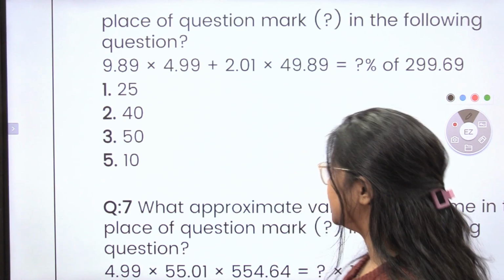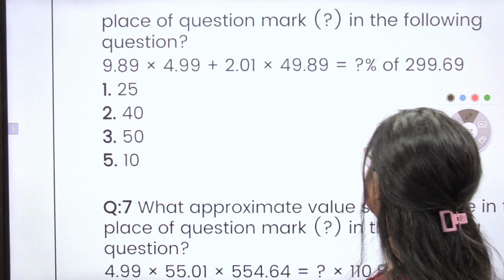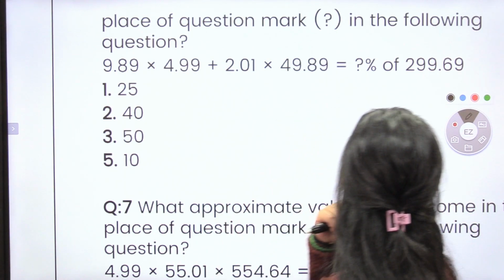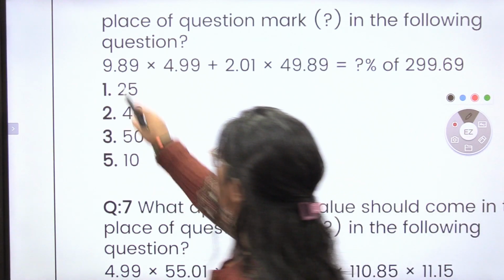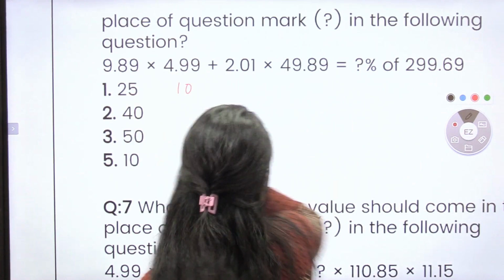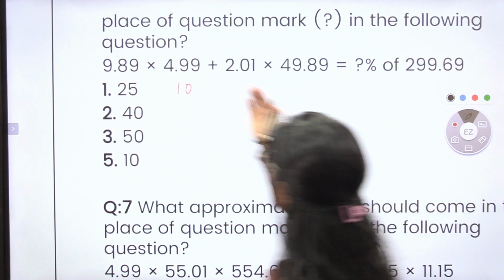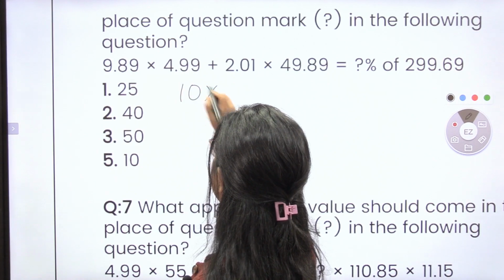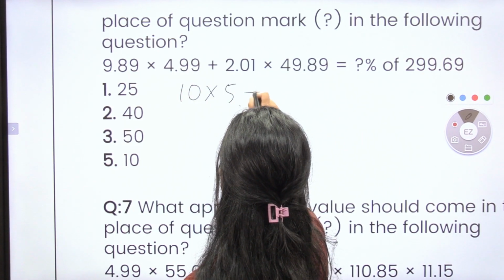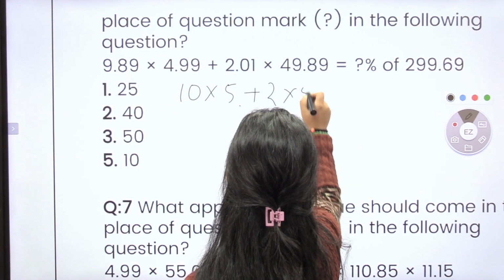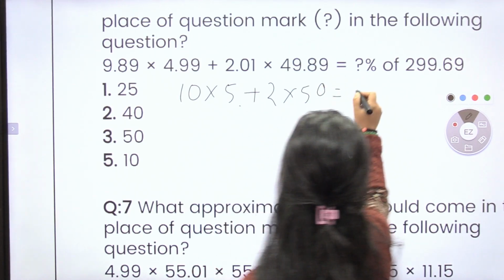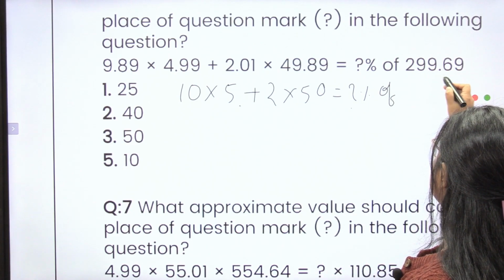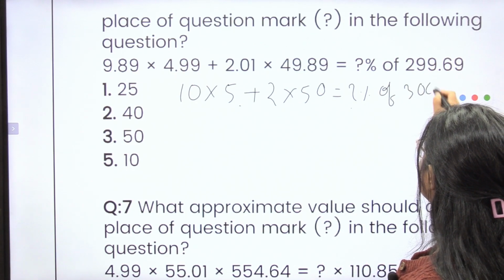Now let's solve question number 6. So here in question number 6 we have values like this. So how will you approximate it? Okay, fine. So 9.89 gives you the value 10. Okay, so 9.89 will give you the value 10, into 4.99 is 5, plus 2 into 50 is equal to question mark percent of 299.69. It is what? 300.